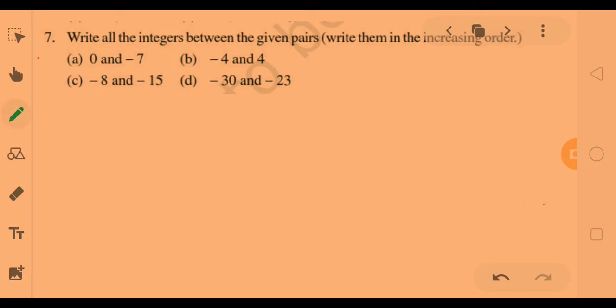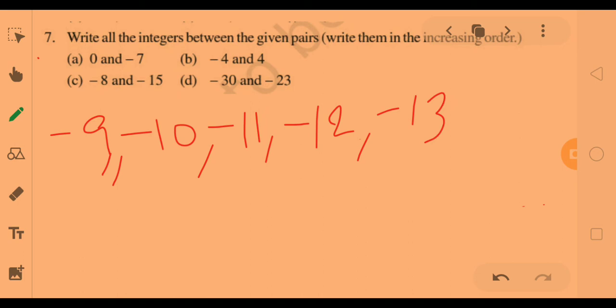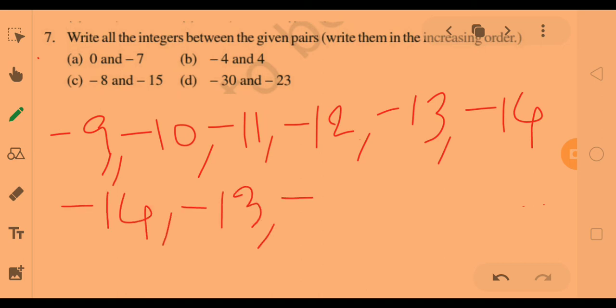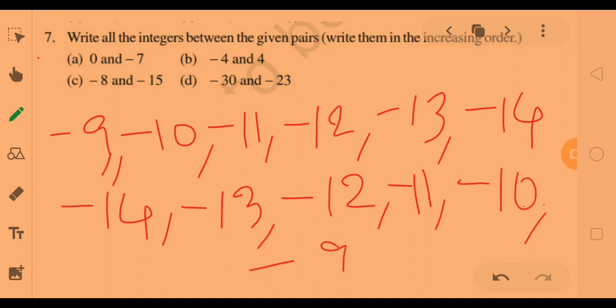See, next one, minus 8 and minus 15. What are the integers between them? Minus 9, minus 10, minus 11, minus 12, minus 13, minus 14. So these are the integers. Now increasing order means we have to start writing from the smallest integer. That is minus 14, minus 13, minus 12, minus 11, then minus 10, at last minus 9. So this is how we write the integers in order.